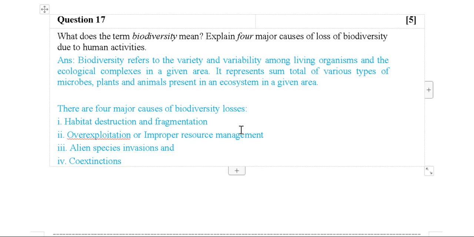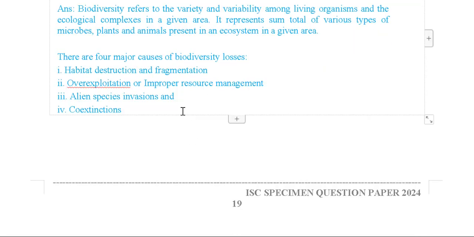Okay, next is, what does the term biodiversity mean? And explain four major causes of loss of biodiversity due to human activities. So biodiversity refers to the variety and variability among living organisms and the ecological complexes in a given area. It represents the sum total of various types of microbes, plants, and animals present in an ecosystem in a given area. This is the definition of biodiversity. Now, four causes of depletion of biodiversity due to human interference.